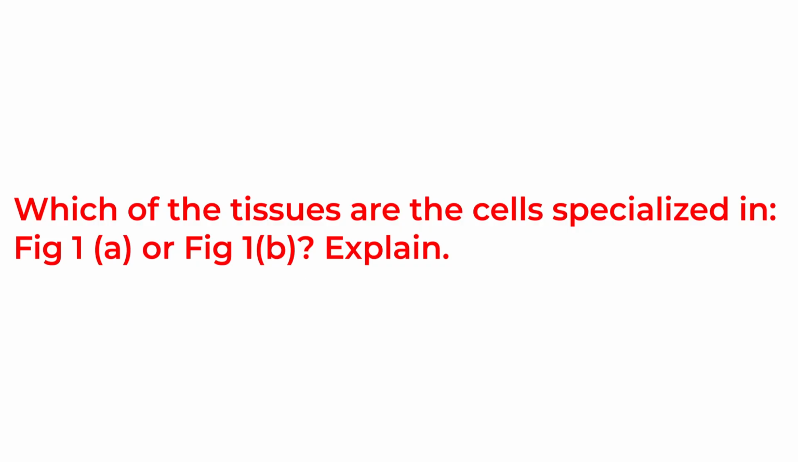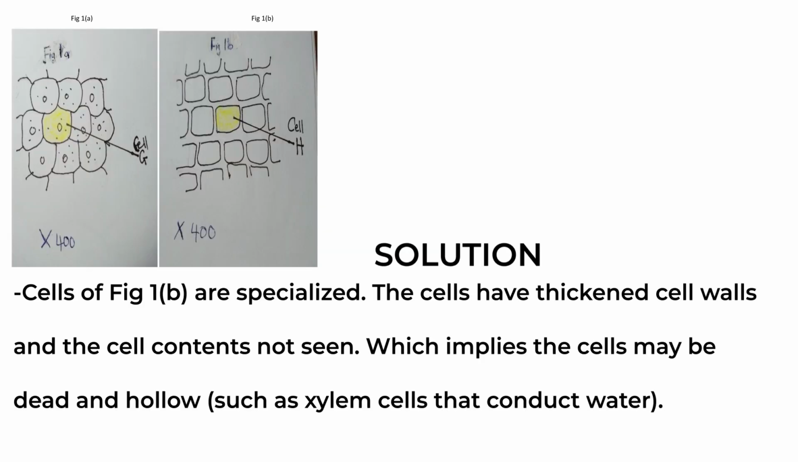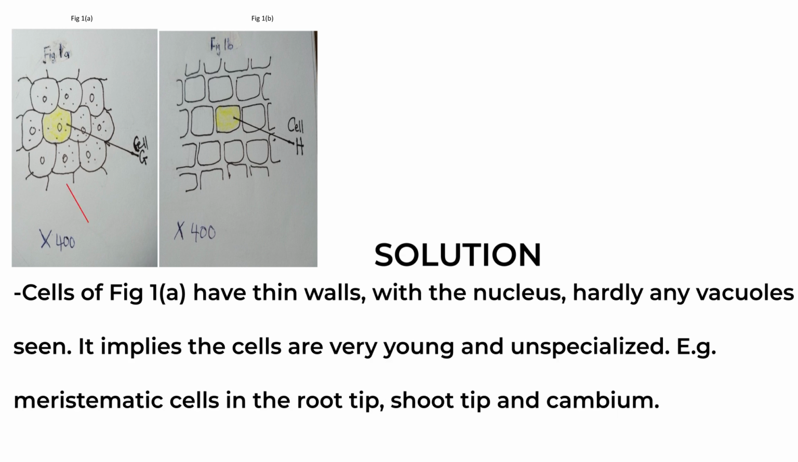Question V. Which of the tissues are the cells specialized? Fig 1A or 1B? Answer is specimen 1B has specialized tissues because the cell wall is very thick. You see, the cell walls are very thin, and you can see the nucleus inside it and the cytoplasm. So this one is not specialized at all. Very young cells. These are quite grown cells, specialized.